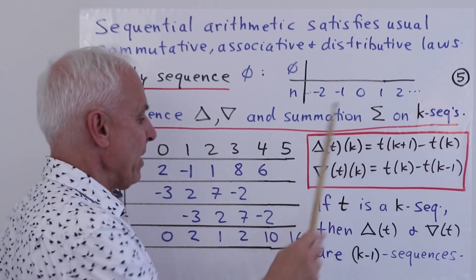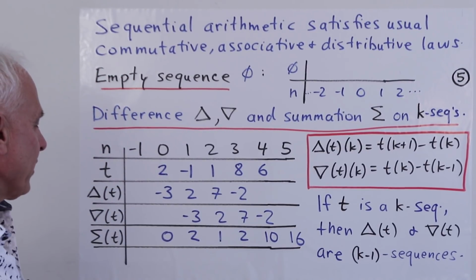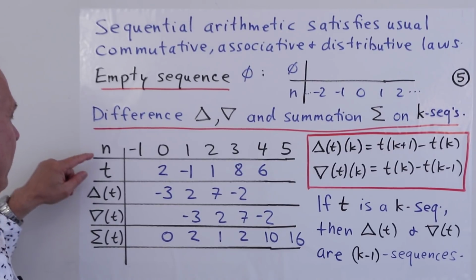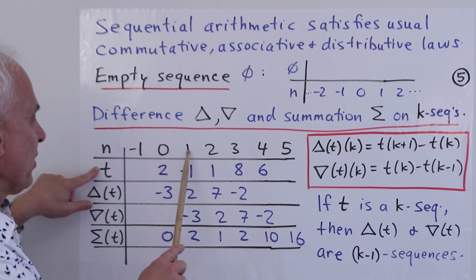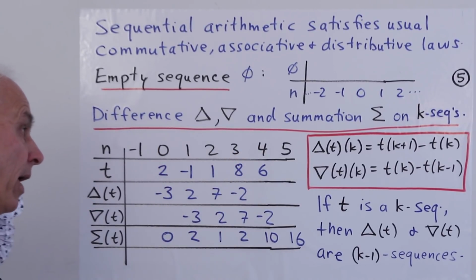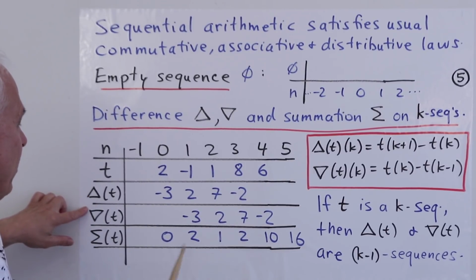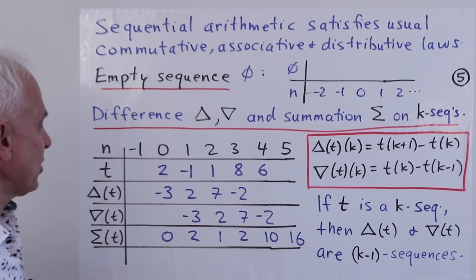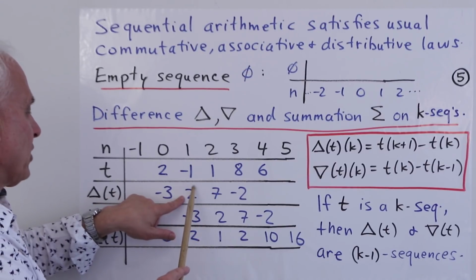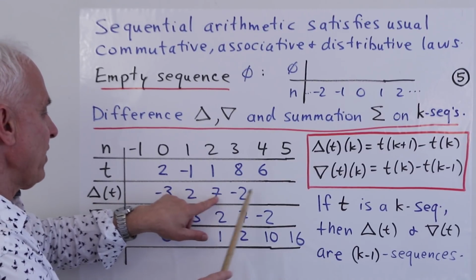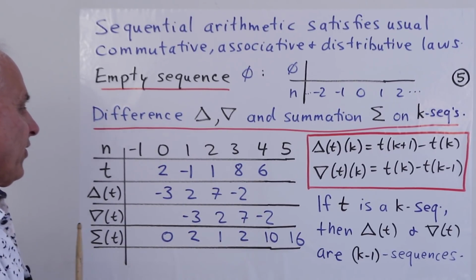Okay, so having this arithmetic, we can then define the forward and the backward difference, and the summation on k sequences. So here is sequence t, 2, minus 1, 1, 8, 6, on the chain 0, 1, 2, 3, and 4. The forward difference applied to this sequence will be minus 1 minus 2, that's minus 3; 1 minus minus 1, that's 2; 8 minus 1 is 7; and 6 minus 8 is minus 2. So there's the forward difference of this sequence.